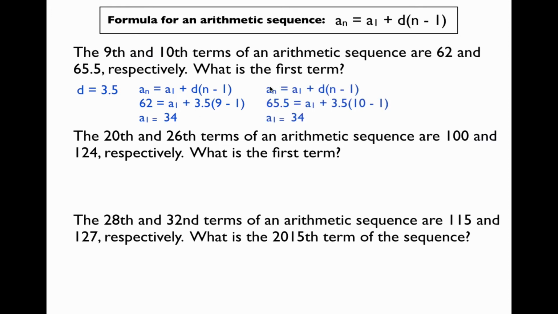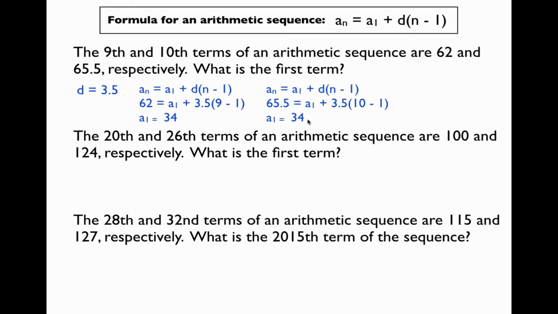Now, alternatively, you could have used the 10th term is 65.5 with the same common difference, and you could have found that the first term is still 34. If you have all this information, I suggest figuring out the first term from both pieces of information just to verify that you've done everything correctly.